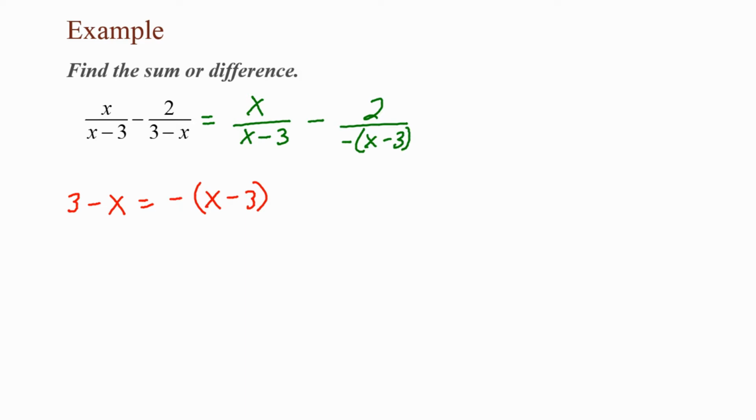I would have common denominators if they were both x minus 3. Since I have a minus sign and a negative, I can cancel my minus sign with my negative, making it a positive. So my result is x over x minus 3 plus 2 over x minus 3, which gives me x plus 2 over x minus 3.